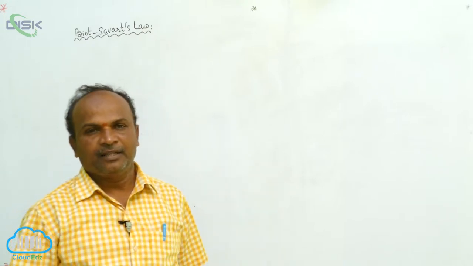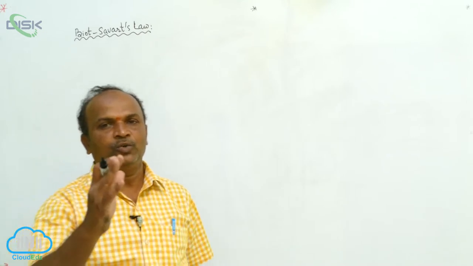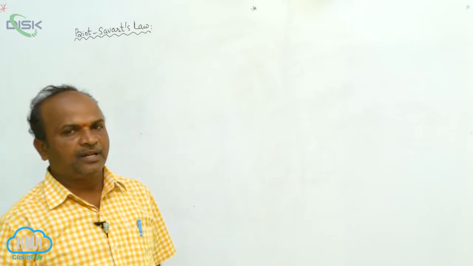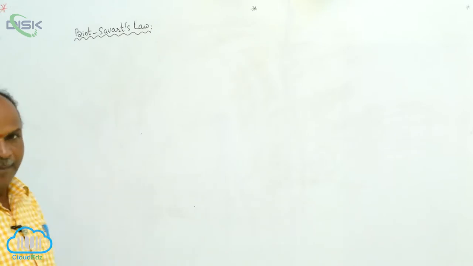The magnitude of the magnetic field can be calculated by two laws. First one, Ampere's circuital law. Second one, Biot-Savart law. Already we have discussed Ampere's circuital law. Now we want to discuss the Biot-Savart law.